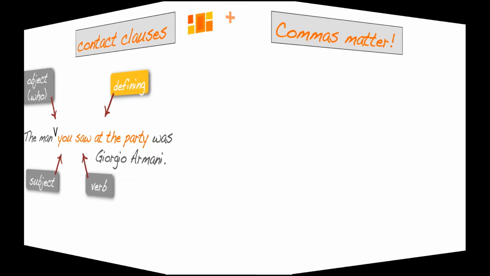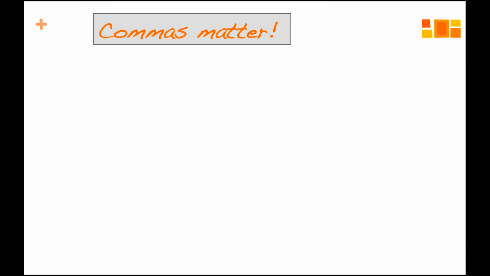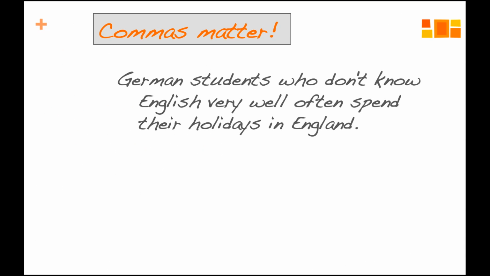Alright, ladies and gentlemen, and now I have one page left over. Commas in relative clauses are absolutely important. They matter. Two examples. German students who don't know English very well often spend their holidays in England. It's a pretty straightforward sentence. Only the German students who don't know English very well often spend their holidays in England. My defining relative clause identifies my German students.